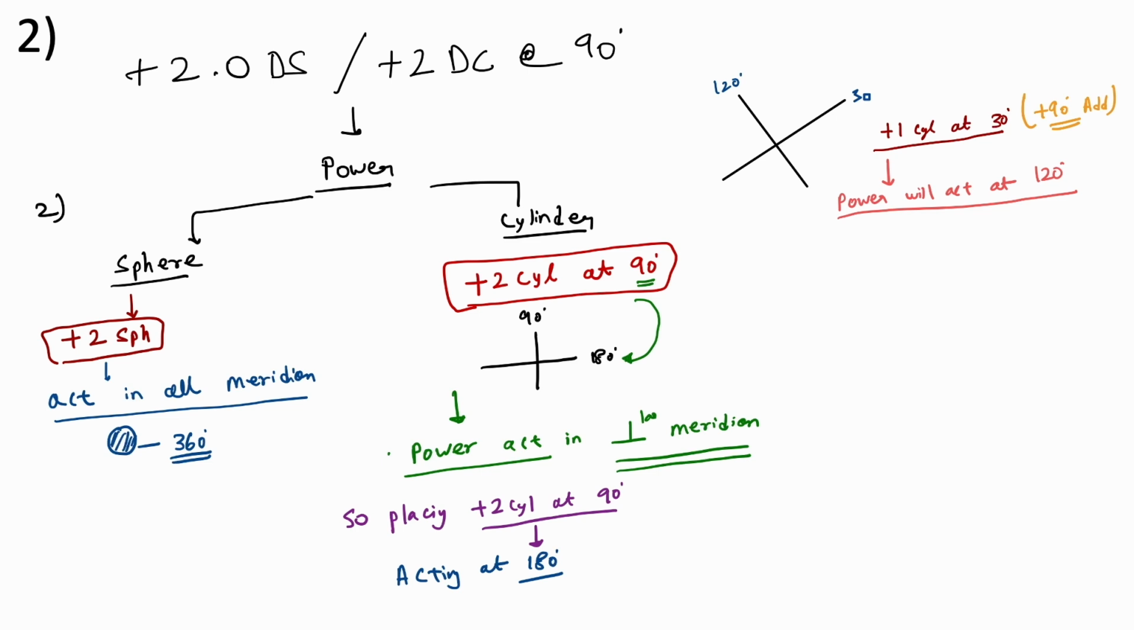So, if a cylinder is of +2 diopter at 90-degree, it will act at 180-degree. Here it is written 90-degree. You add 90-degree to it, so you get the final power at which it is acting. So here it will act at 180-degree. Second example is if there is +1 cylindrical at 30-degree. If you add 90, it will act at 120-degree power.